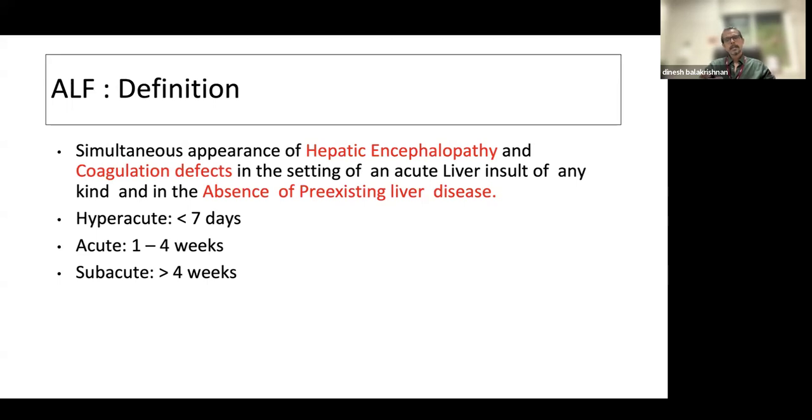Now, hyperacute, when the encephalopathy occurs as soon as the onset of disease, has a better chance of recovery than acute or subacute.